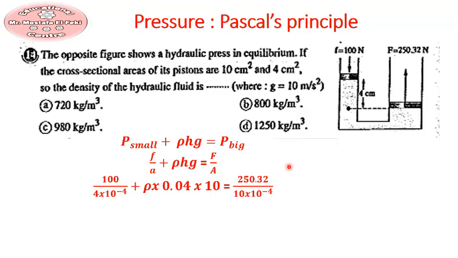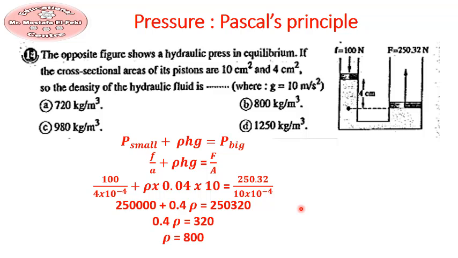By substituting the numbers and converting 4 centimeter to meter, times 10 power negative 2, and converting each of the areas from centimeter square to meter square, times 10 power negative 4, then this is the answer. Rho equals 800 kilogram per cubic meter.